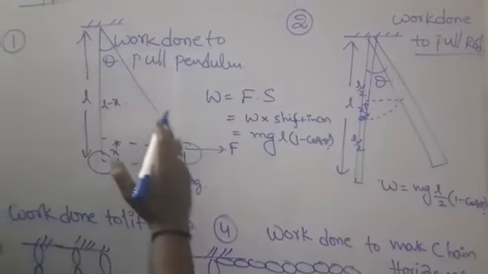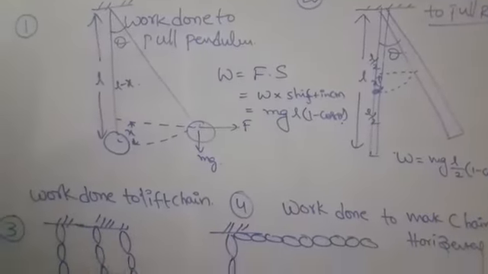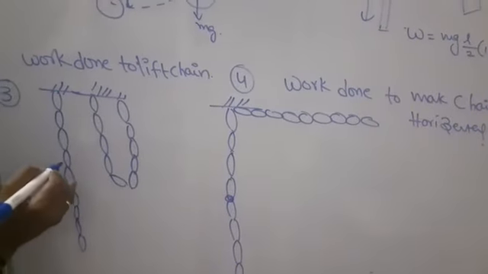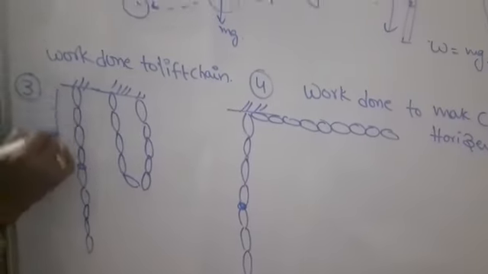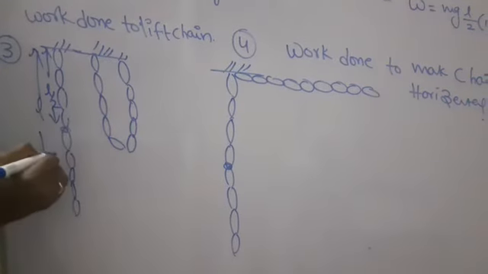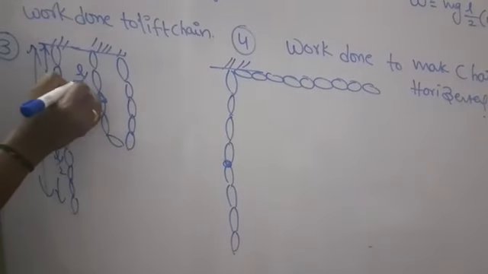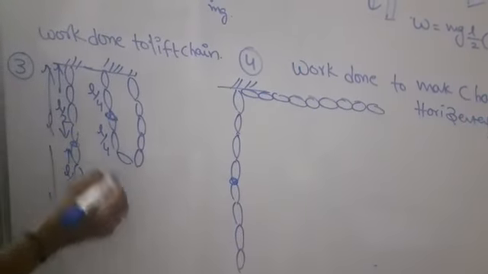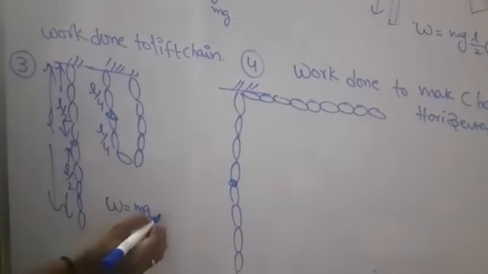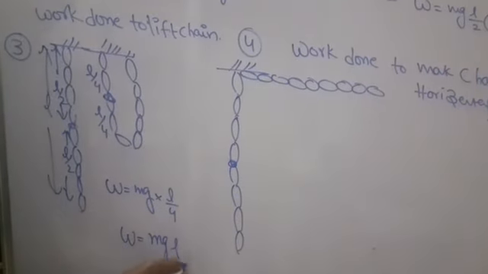Next, the work done to lift the hanging part of this chain up to the point of suspension. L is the length of the chain, and L by 2 is the center of mass position of the chain. The work done is equal to the weight into the shift in center of mass, that is L by 4. W is equal to mg into L by 4.